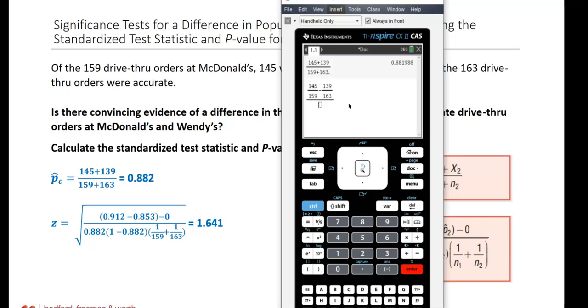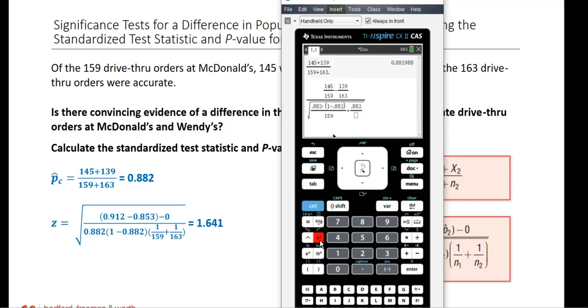In the denominator, I'm going to do it my way. They should have had the square root only in the denominator. I don't know why they put it like that. My way is to do it this way. So it'd be p hat, so 0.882, times 1 minus 0.882 all over the first 159 for McDonald's, plus, again, a fraction, p hat, so 0.882.